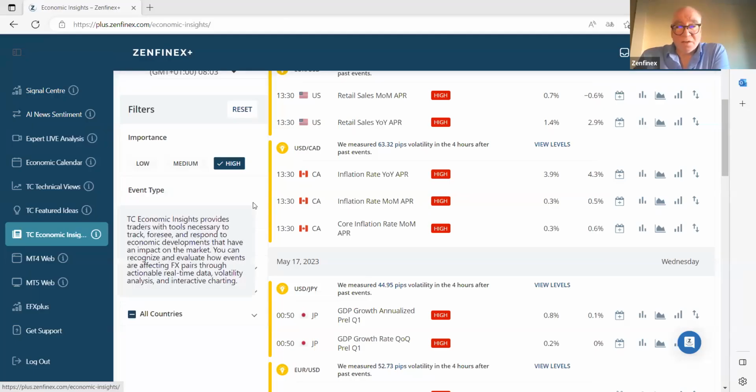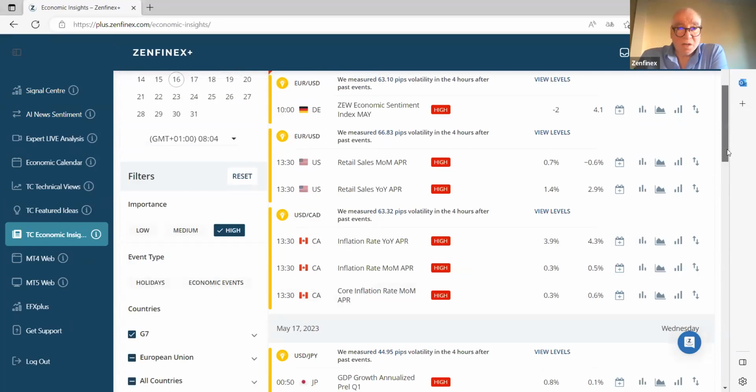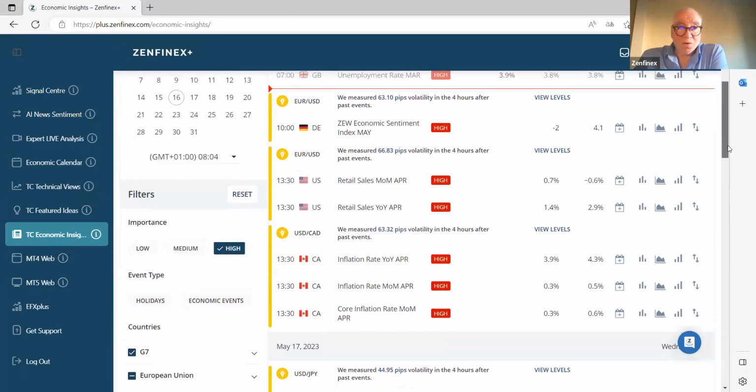So if I go to the Zenfinex Economic Insights, this is a pretty cool calendar that I use just to find out what important news items are going to affect us today. And the euro obviously will be affected by the ZEW Economic Sentiment Indicator, which is coming out about 10 o'clock. It's 8:04 in London, so we'll be seeing how that does anything to the euro dollar.